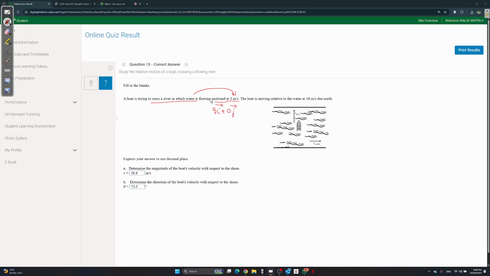Type. This is the velocity of what? Velocity of water with respect to what? Of course you don't know it's a respect-to question, because you still didn't read the full question. So let's say you're in the exam, you wrote this. Let's continue. The boat is moving relative to the water at 10 meters per second. Now you know.